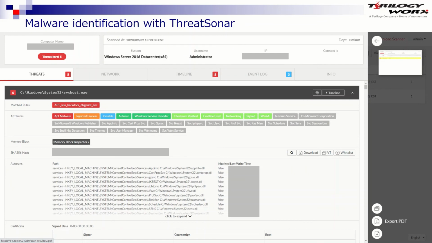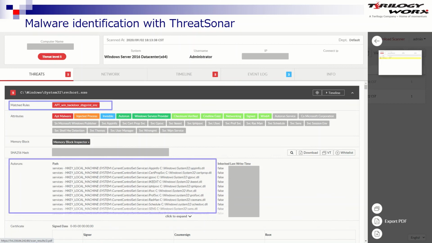We can deep dive into ThreatSonar information to check the reason for the alert. ThreatSonar analyzes identified suspicious files through an internal database. That's why in the attributes you can see that ThreatSonar identified an APT-related malware with backdoor functionality. Also, we can check what processes the malware executed, which helps us to understand malware behavior.